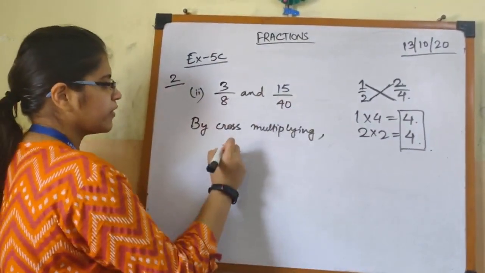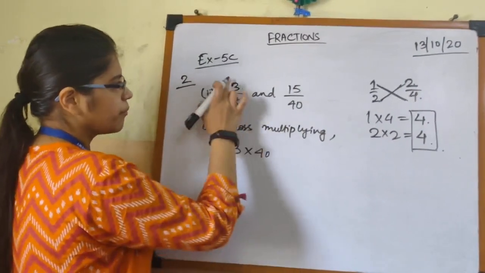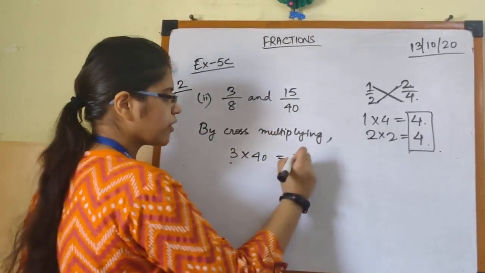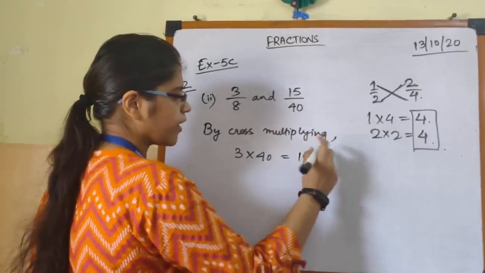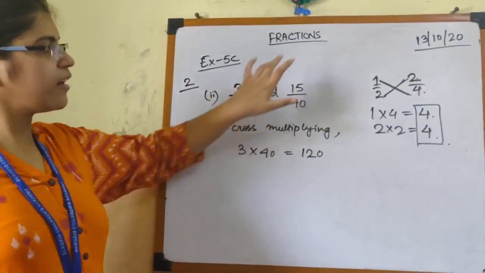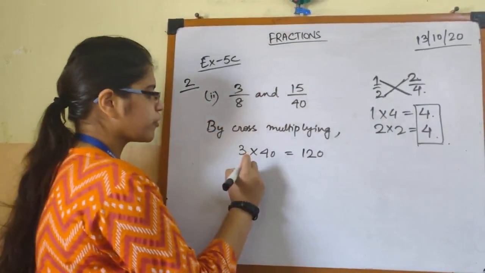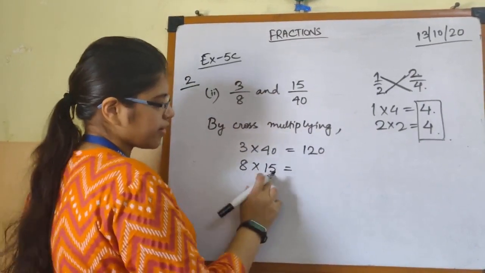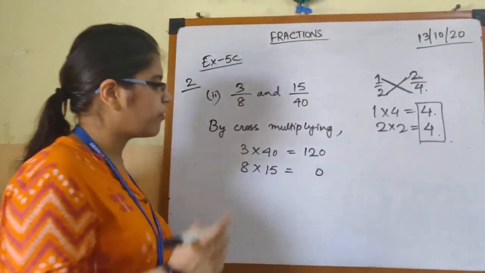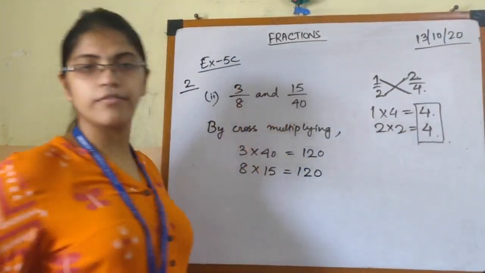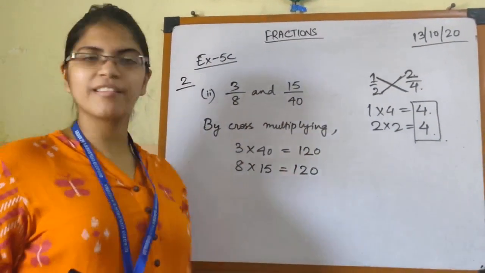We have to multiply 3 and 40 first, because this numerator and this denominator. So 3 times 4 is 12 and we have a 0 here, so 120. And next we have 8 and 15. So we have to multiply 8 into 15, which gives us 5 times 8 is 40, carry 4, 8 times 1 is 8, plus 4 is 12. So see, both the numbers are same.